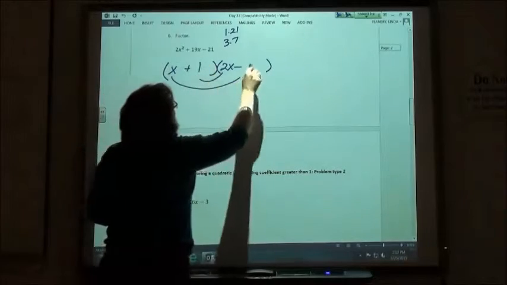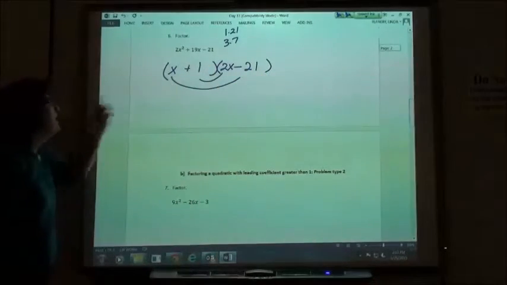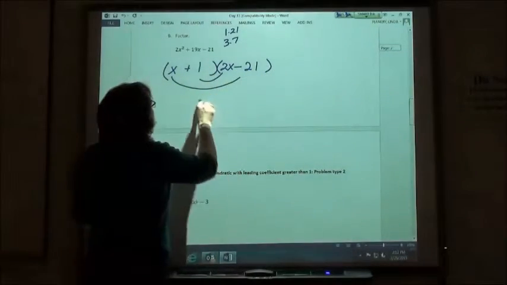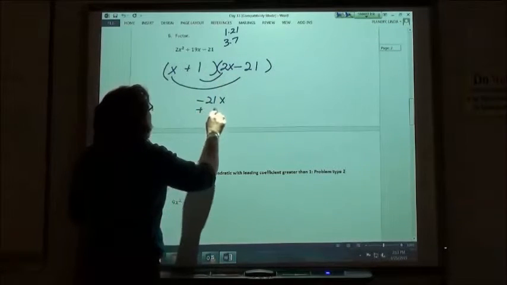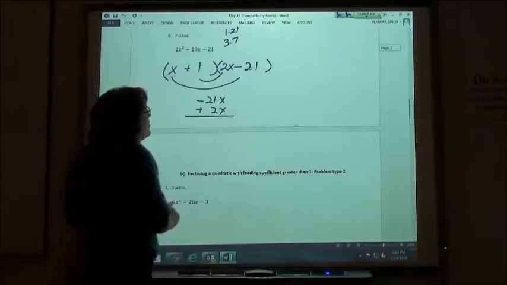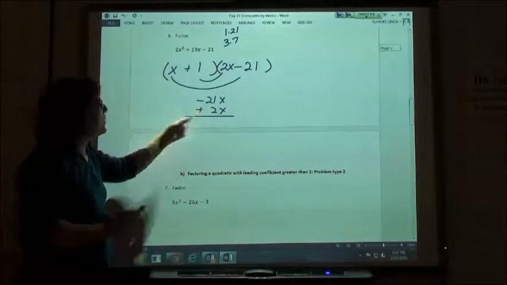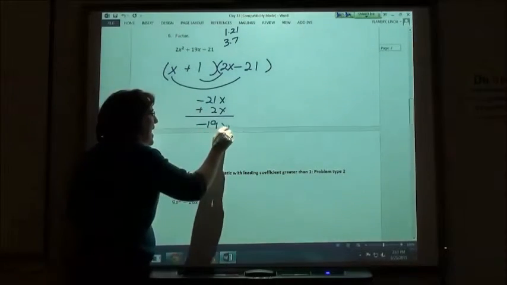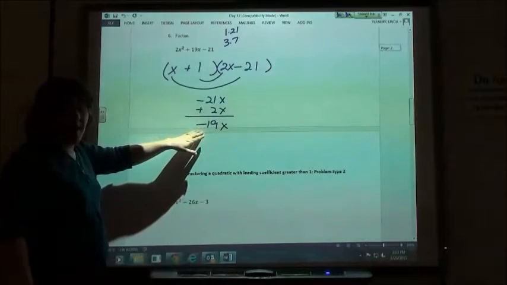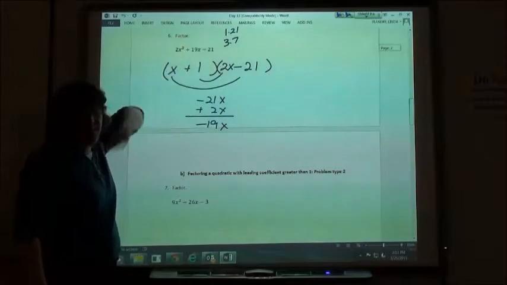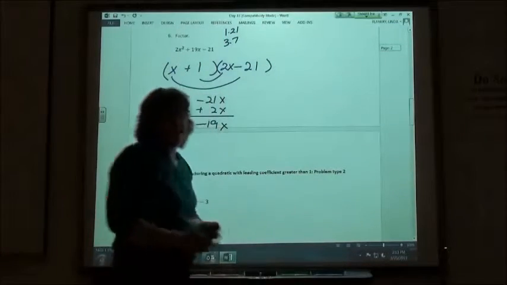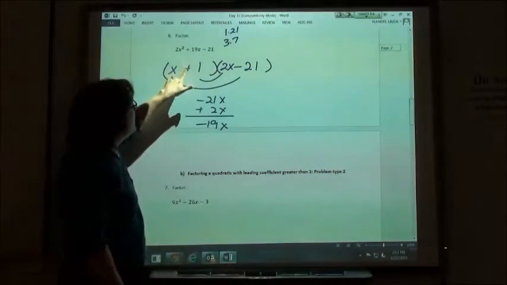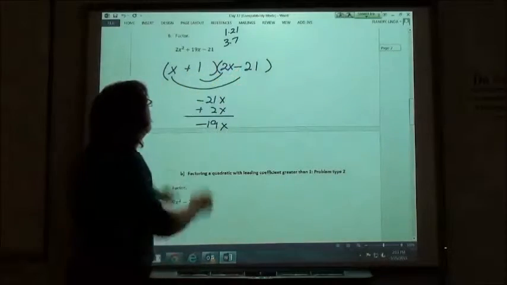So 1 and 21. My outside product is negative 21x. My inside product is positive 2x. Well, I'm getting closer. Negative 21 plus 2 is negative 19x. However, we don't want negative 19. We want a positive 19. So that tells me I got my numbers in the right order. I just have my signs backwards. I'm going to change this to the minus and this to the plus.